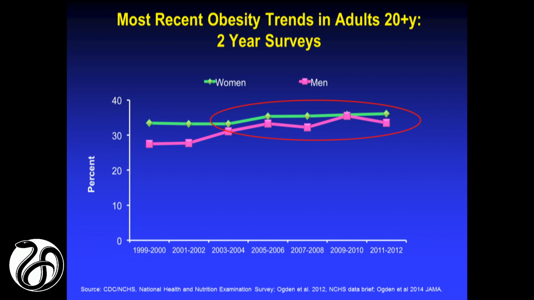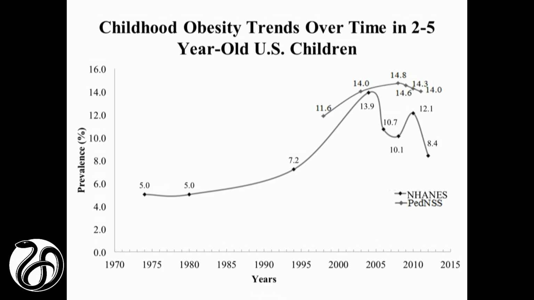And what's particularly encouraging, as the next slide shows, is that we're seeing decreases in the prevalence of obesity in 2 to 5-year-old U.S. children. This slide shows 2 different data sets. The NHANES data are on the bottom, and the pediatric nutrition surveillance system is on the top. These surveys differ substantially in how the data are collected.